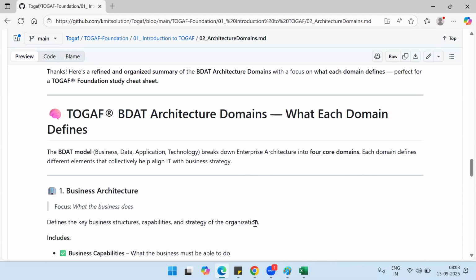Sorry, Raman, can I ask a quick question here? All these architectures that you described here, are they about the current state of the architecture, like before starting the ADM phases, or what exactly do we focus on when we talk about those four architecture domains, the current state of the enterprise, or a future state, like after the implementation?